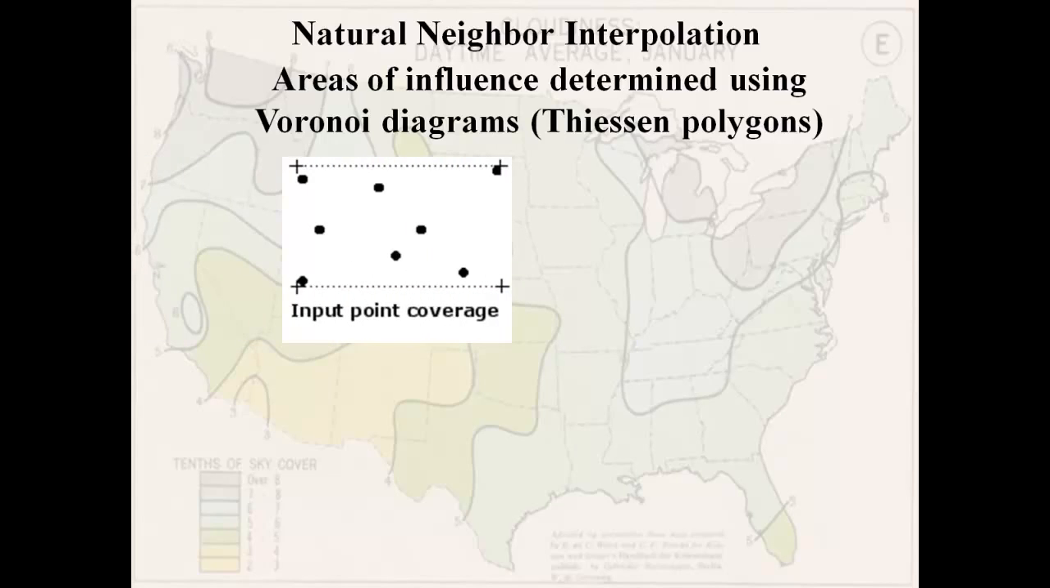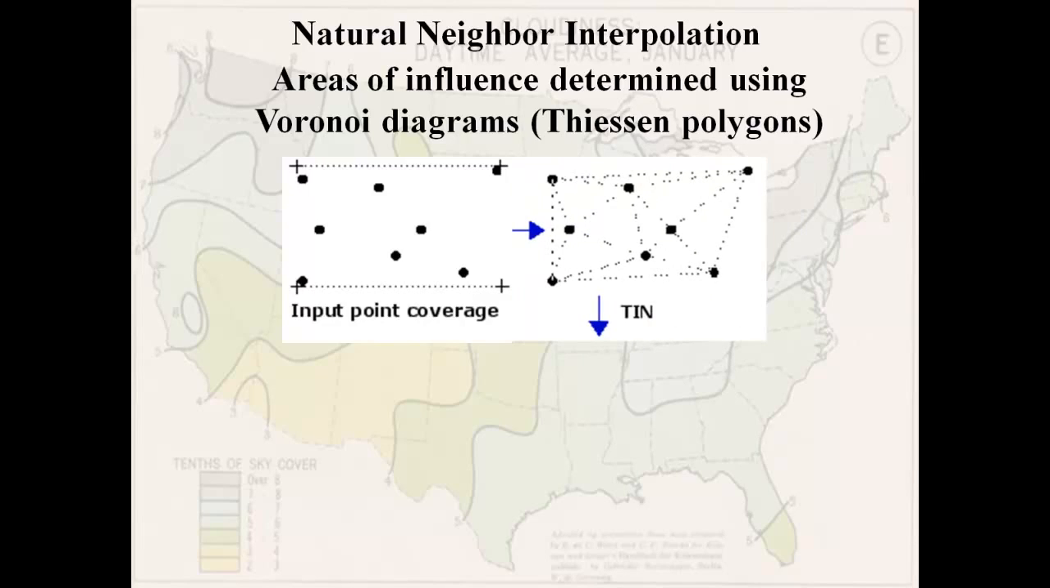You start up with your known points, your input point coverage, and remember from terrain analysis in the last module, you can make that into a tin. And remember how that worked was you drew circles that circumscribed 3 points, and if there were no other input points within that circle, you made a triangle out of that. And you did that for all the input points, and you make a network of irregular triangles, a tin. So that's the first step.